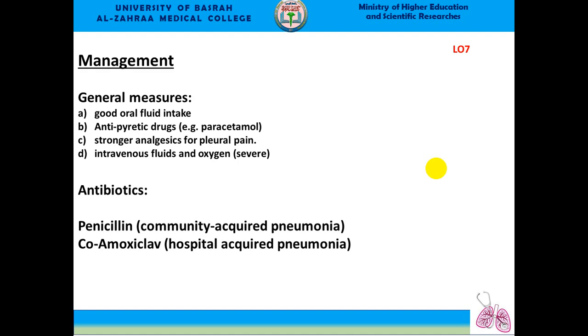The specific measures is the antibiotics. And in the antibiotics, again, as I said, it depends on our suspicion of the microorganism. So in community-acquired pneumonia, usually we give penicillin. But in hospital-acquired pneumonia, we usually give another antibiotic called co-amoxiclav.